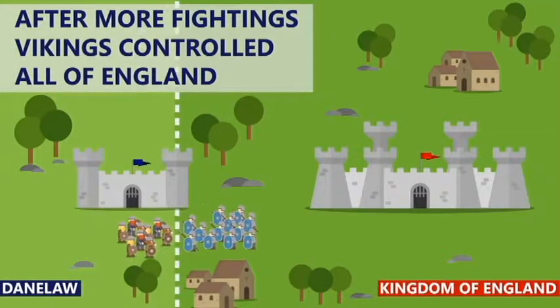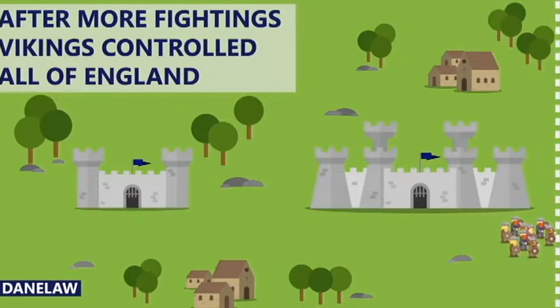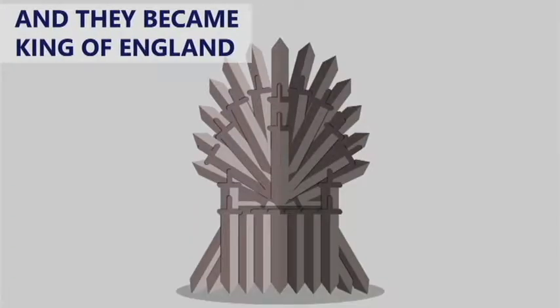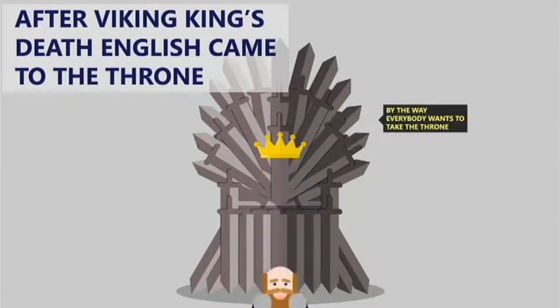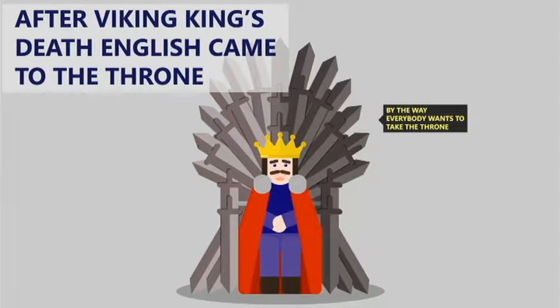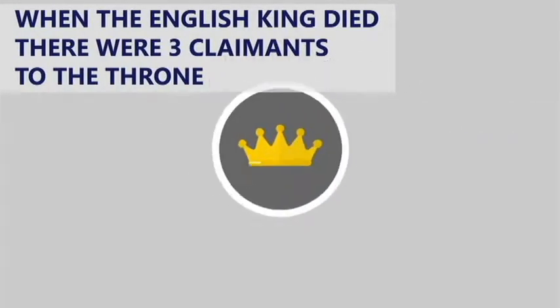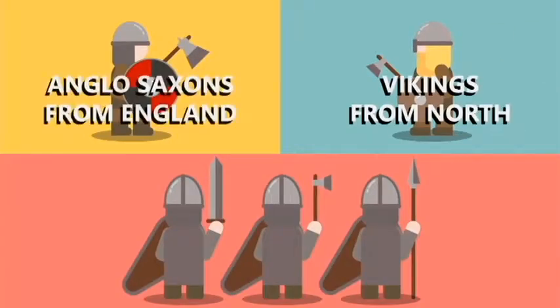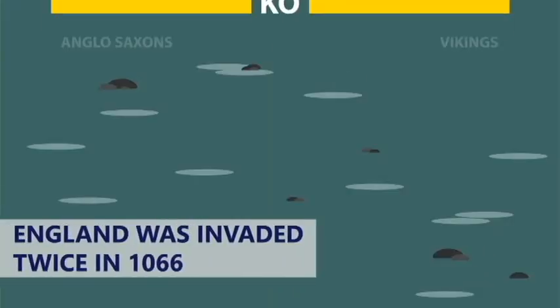After more fighting, Vikings controlled all of England, and they even became king of England. After the Viking king's death, the English came to the throne. When the English king died, there were 3 claimants to the throne: Vikings from the North, Anglo-Saxons from England, and Normans from Normandy.